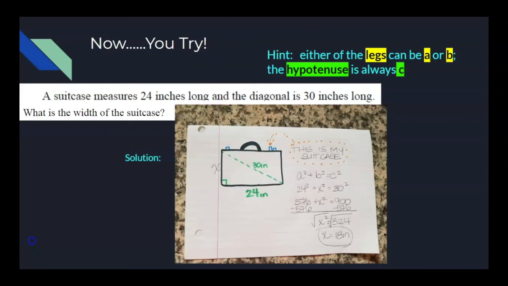I square those numbers. 24 squared is 576. 30 squared is 900. I subtract the 576 from both sides because remember, I'm trying to get x by itself. So that gives me x squared equals 324. My last step, because I want x, not x squared, is to do the square root on both sides, giving me an answer of x equals 18 inches.